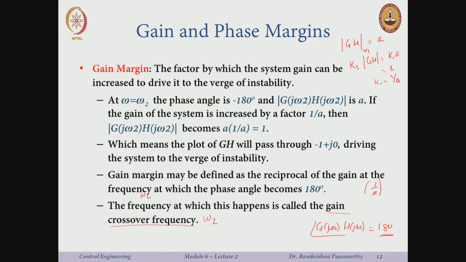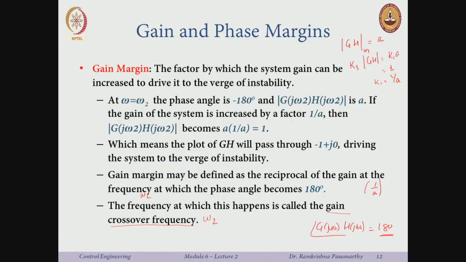So, by what factor should the gain be increased such that the system goes to the verge of instability? That is 1 over A. A again is defined as the value of g times h at omega 2. What is omega 2? Omega 2 is the frequency at which the angle becomes 180 degrees.